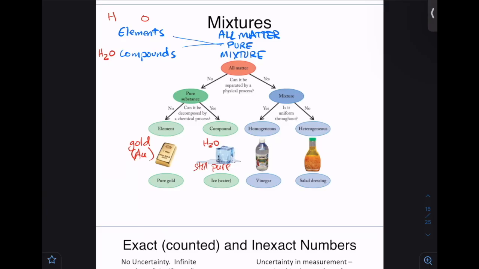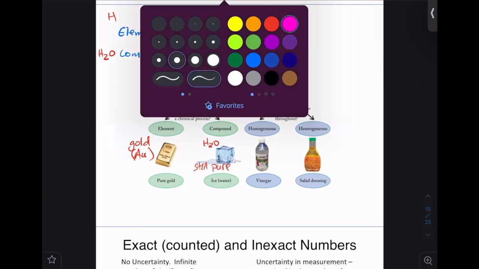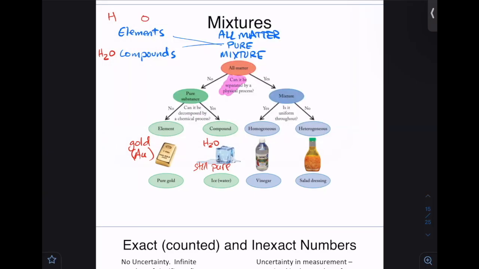Now, mixtures, we have two different kinds of mixtures, but first, let me just say that a mixture is, as it sounds, right? You have two things that separately they would be pure, but now you've mixed them together. And you can tell the difference between something that's pure and something that's a mixture by being able to separate it by some physical process. So let's highlight that. If you can't separate it by a physical process, then it was pure.